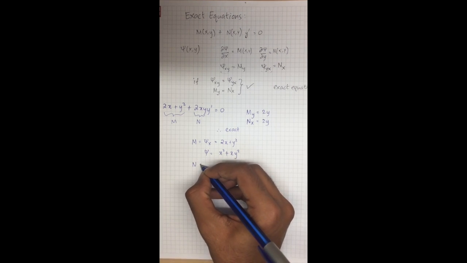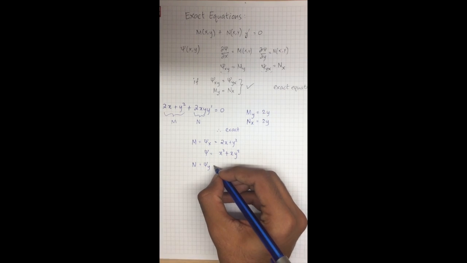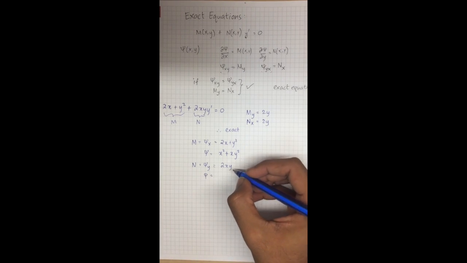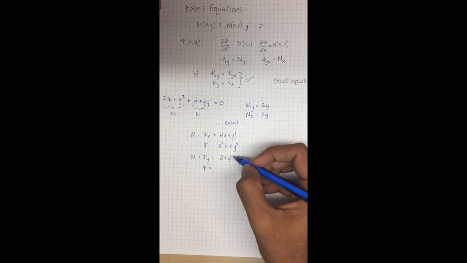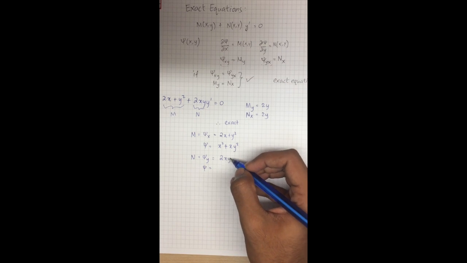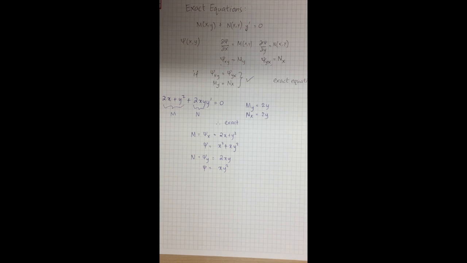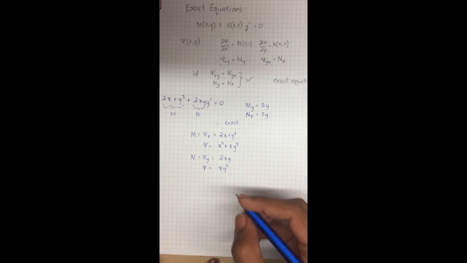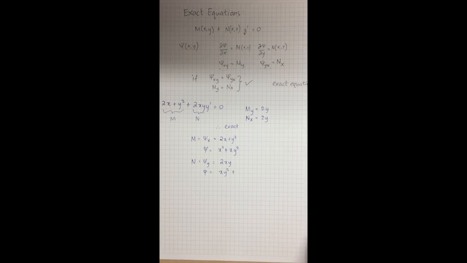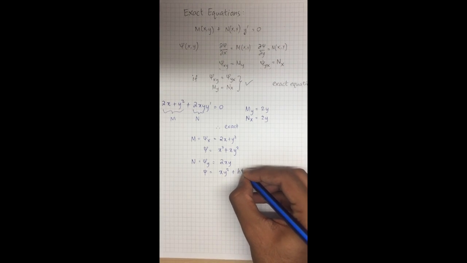So I'm going to take N now, which is psi_y, and that is equal to 2xy. If I'm going to find psi from here, I would get the integral of 2xy with respect to y. So 2x would remain as a constant, and y would become y squared over 2. So I would end up with x y squared. And I'm going to involve the constant over here. Since we partially integrated with respect to y, we're missing out the x terms. So a function of x has to be involved in our solution, so it'll be h of x.